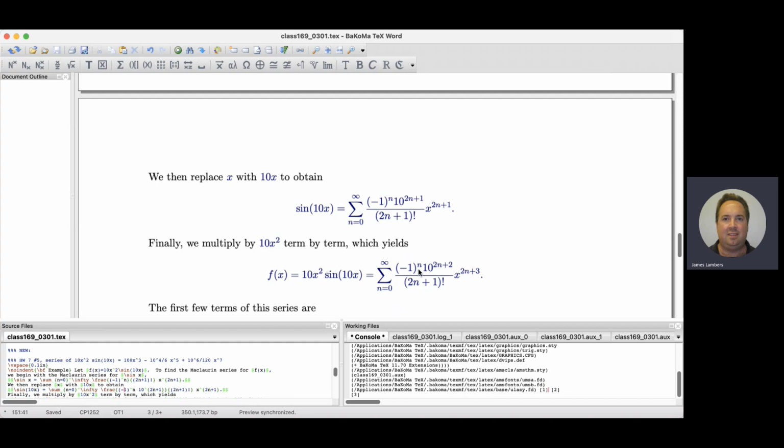And here I had 10 to the 2n plus 1. I multiply by 10. That adds 1 to the exponent. So now I have 10 to the 2n plus 2. And then I multiply this power of x by x squared. So now I have x to the 2n plus 3.